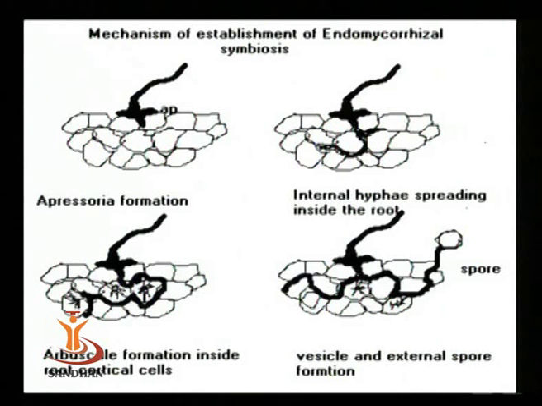You can see how they are penetrating inside and how they are leaching the particular nutrients from the soil, and how they are giving them in the form of vesicles to the plant root, and from the plant root they are supplied to each and every cell of the plant.